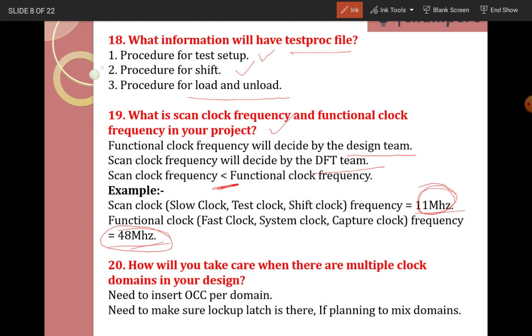Next, the scan clock we can also call slow clock, test clock, or shift clock, and the functional clock you can also call fast clock, system clock, or capture clock. So the functional clock is always the capture clock only.